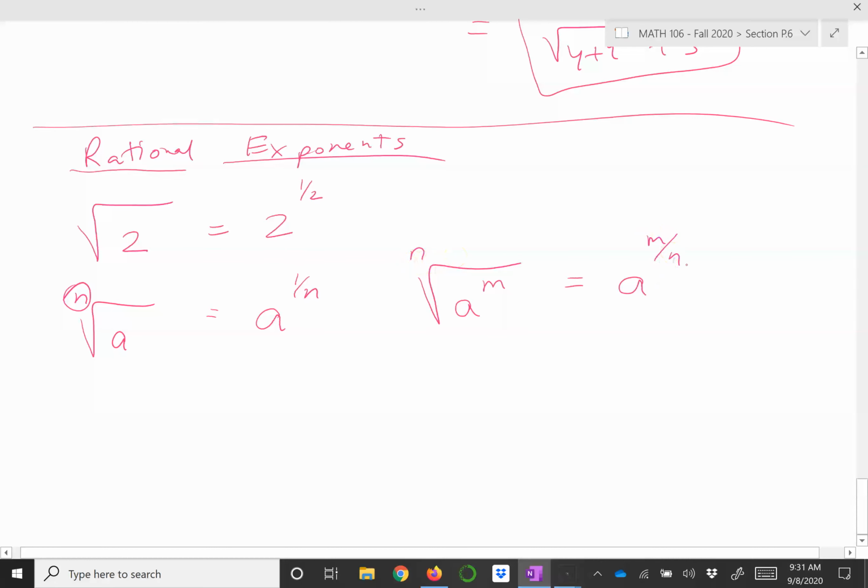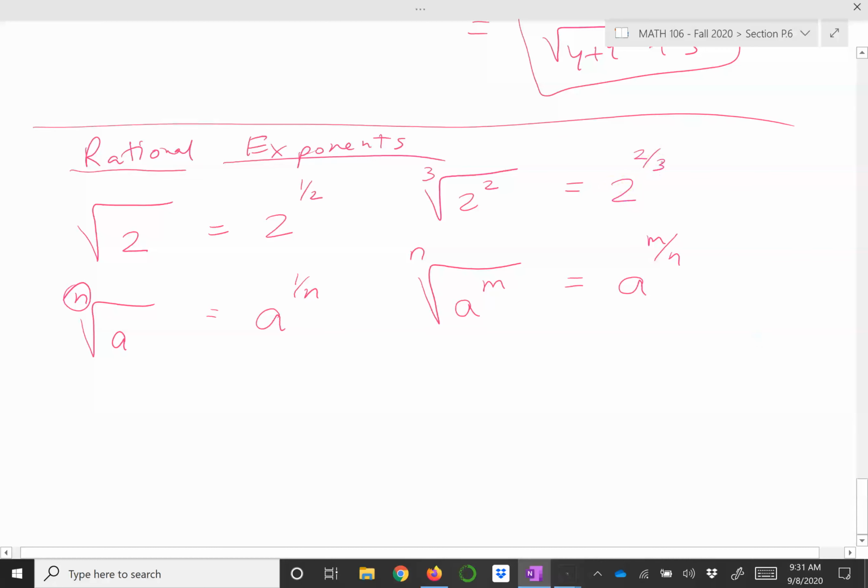Okay, so that would show up in something like this. What if I had, let's say, the cube root of 2 squared? How can I write that as an exponent? Well, the base is 2, and then the exponent is 2 over 3, right?